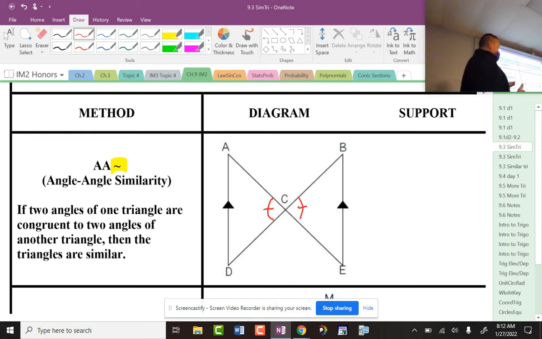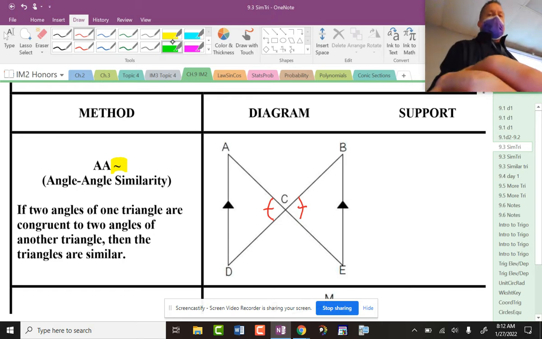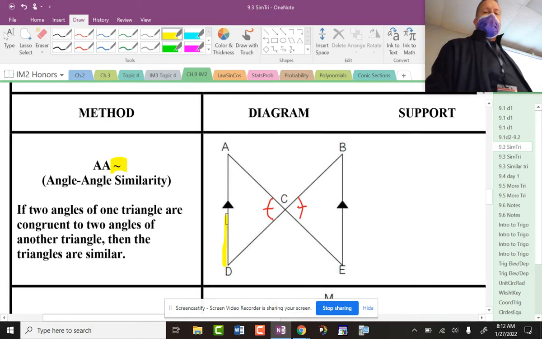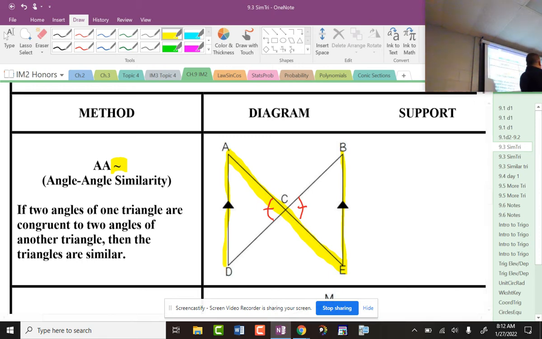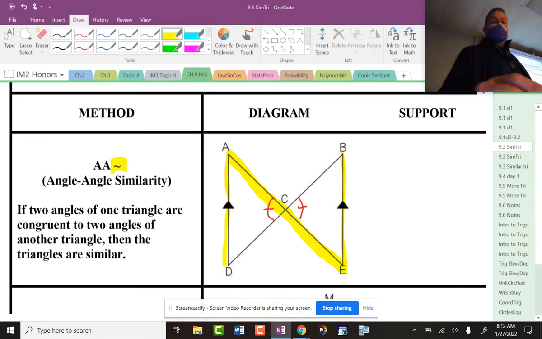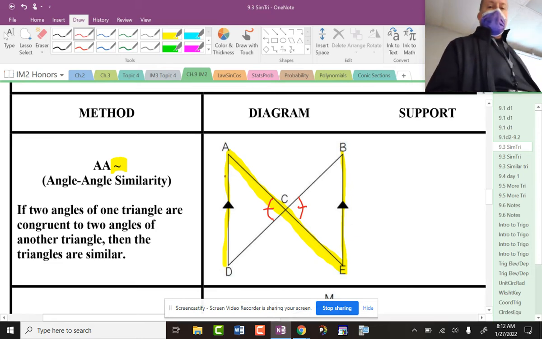Then we can make a choice. I'm going to do the highlighting yet again. We only need one more set of angles to be said to be equal to each other to get AA. Because I have one set of angles congruent, that's one of the A's. Now I need another one. So I chose to highlight this and then mark these 2 angles as congruent.